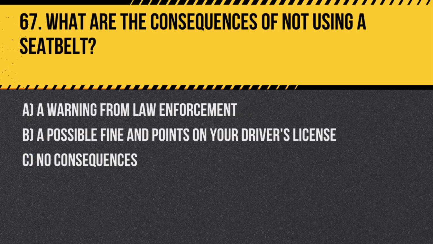Question 67. What are the consequences of not using a seatbelt? A. A warning from law enforcement. B. A possible fine and points on your driver's license. C. No consequences. Answer. B. A possible fine and points on your driver's license. Failing to use a seatbelt in Missouri can result in a fine and points being added to your driving record, emphasizing the importance of seatbelt use for safety.